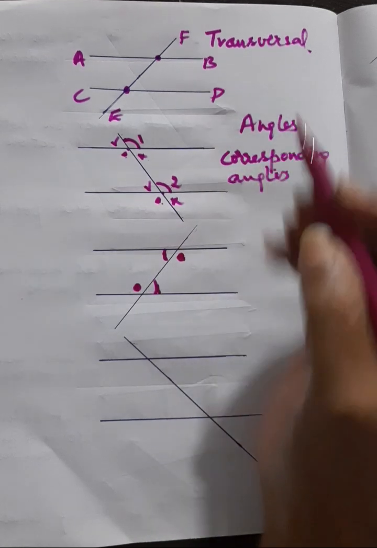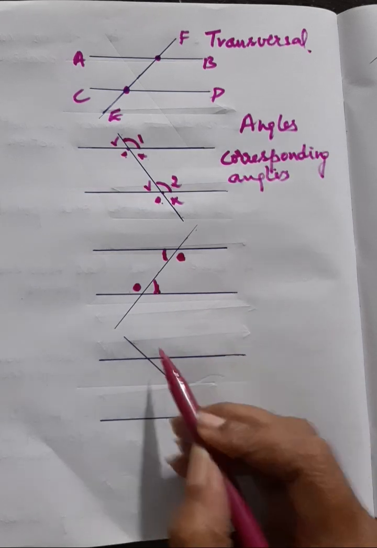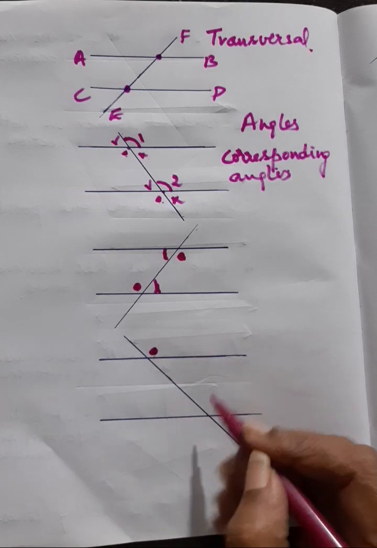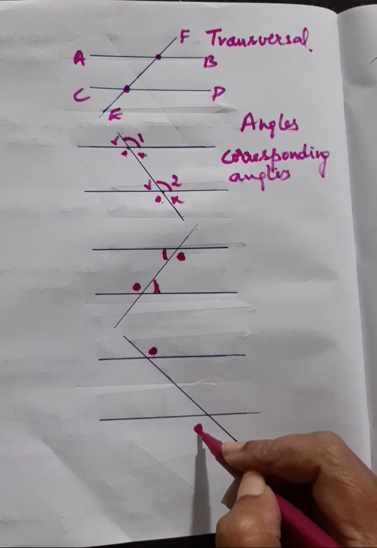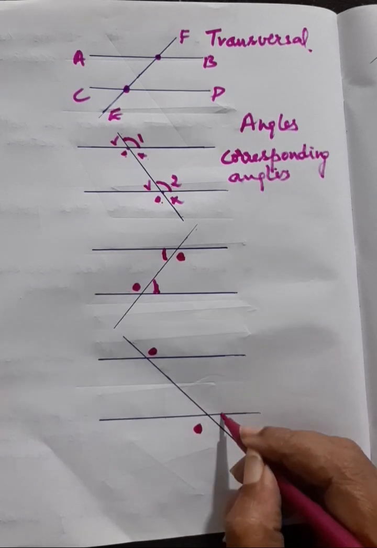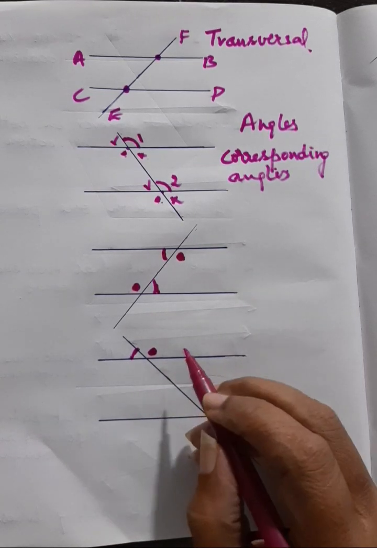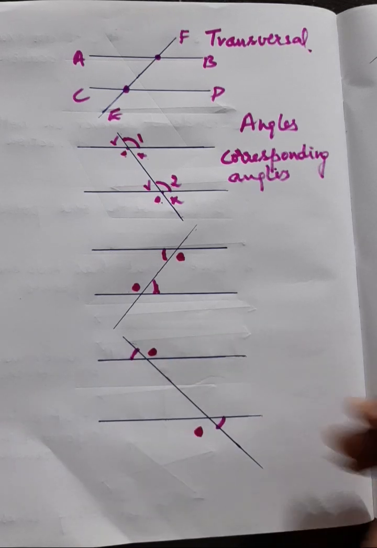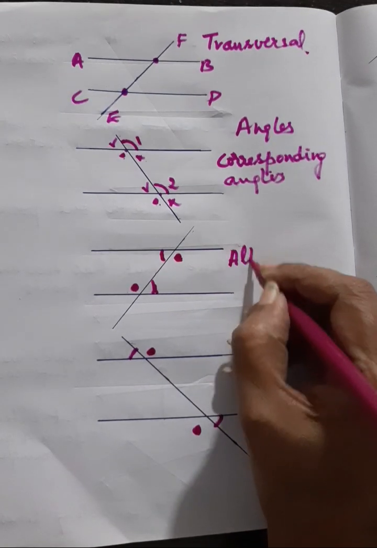Okay. Next one is alternate interior angles. Next, alternate exterior angles. This one and this one. So this and this are alternate exterior angles, meaning outside. Understood? Again, this angle and this angle are alternate exterior angles which lie on opposite sides of the transversal. Understood? So this is what alternate interior angles are.